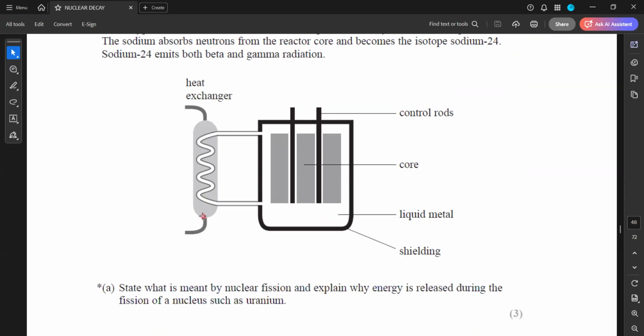exchanger. State what is meant by nuclear fission and explain why energy is released during the nuclear fission of a nucleus such as uranium. So first, what is the meaning of the term nuclear fission, and why is the energy released? Nuclear fission is the splitting of a large, heavy nucleus into smaller nuclei.